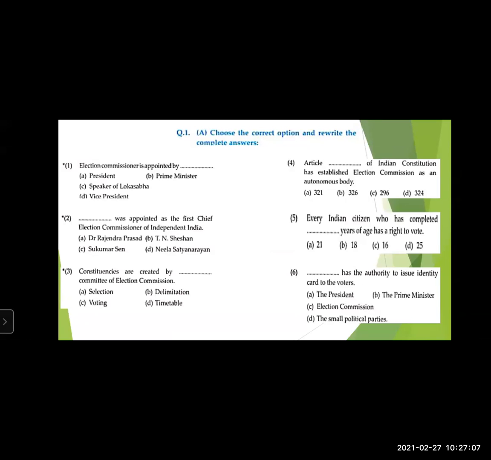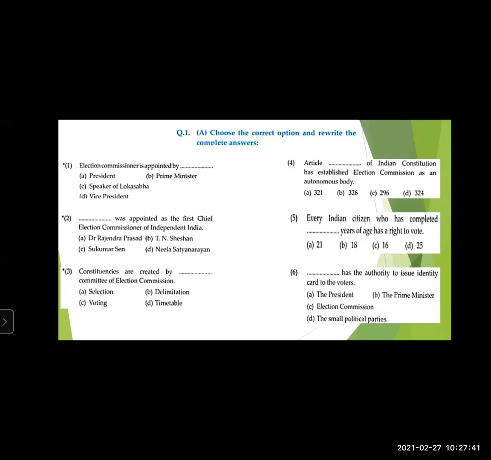Then next, Dash was appointed as the first Chief Election Commissioner of Independent India. The options are Dr. Rajendra Prasad, T.N. Seshan, then Sukumar Sen, then Neela Satyanarayan. The correct answer is Sukumar Sen. Then constituencies are created by Dash Committee of Election Commission. Options are selection, delimitation, voting, or timetable. The correct answer is delimitation committee.